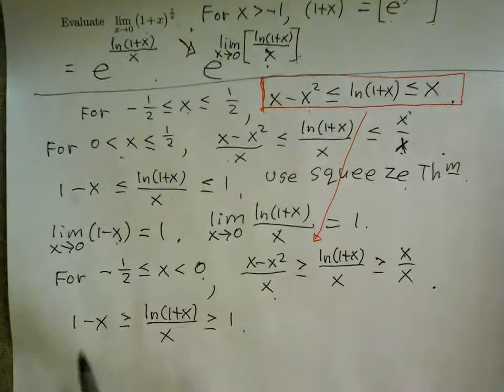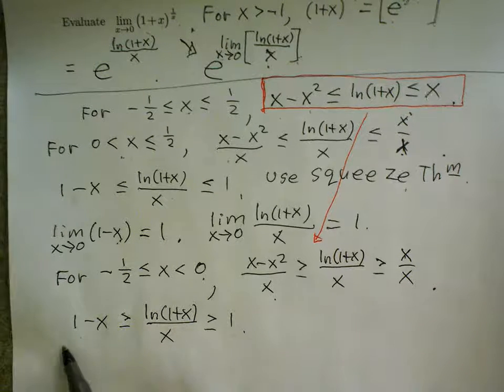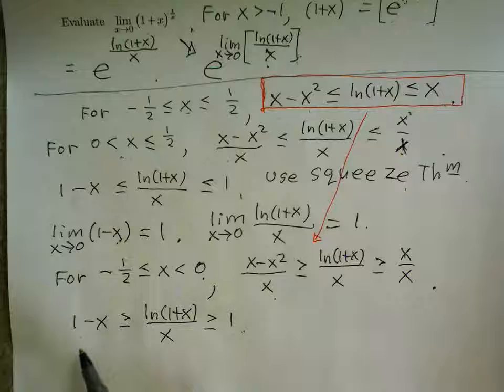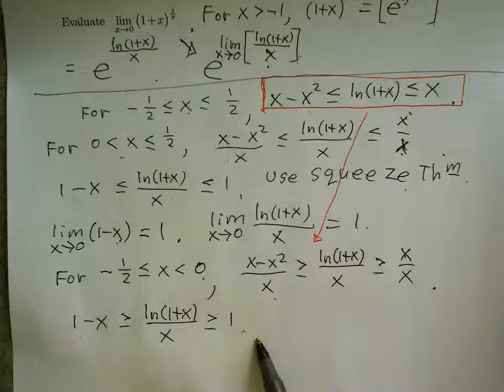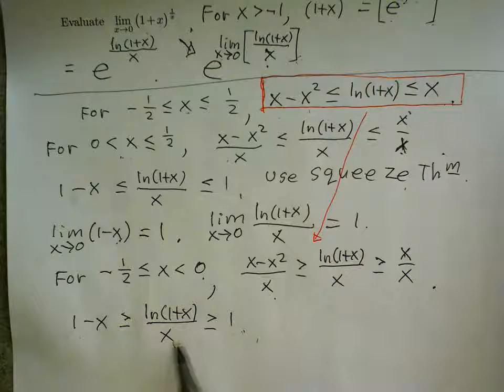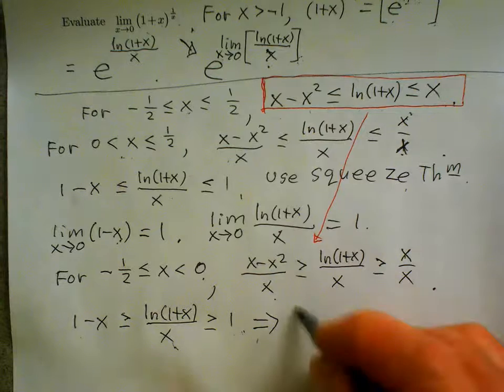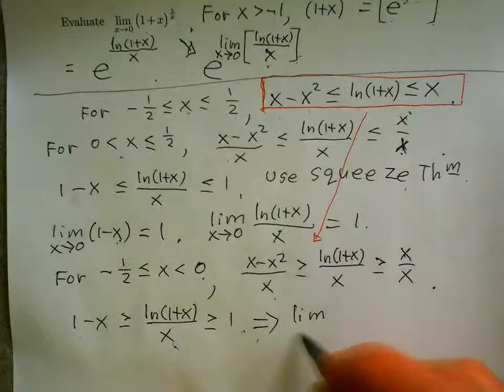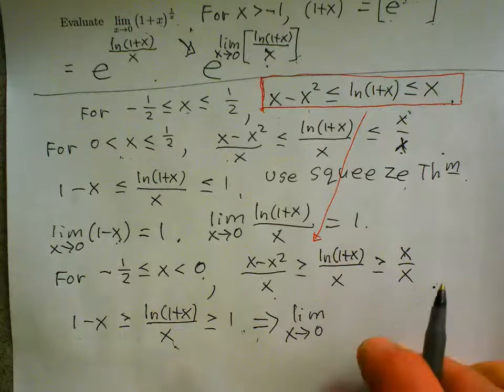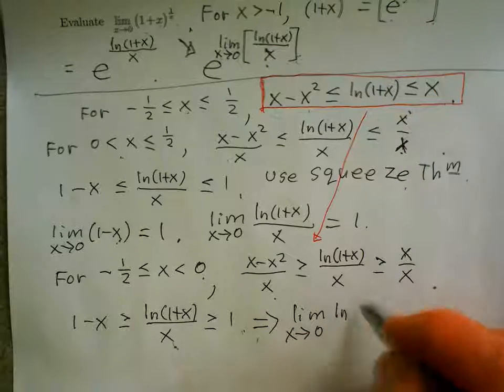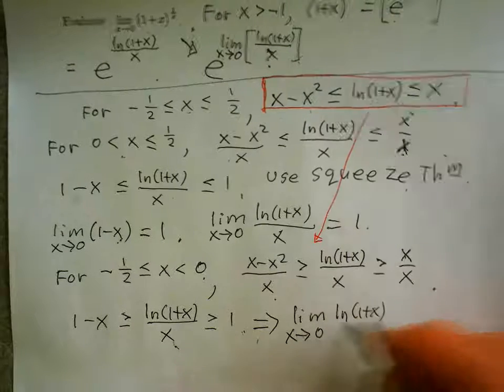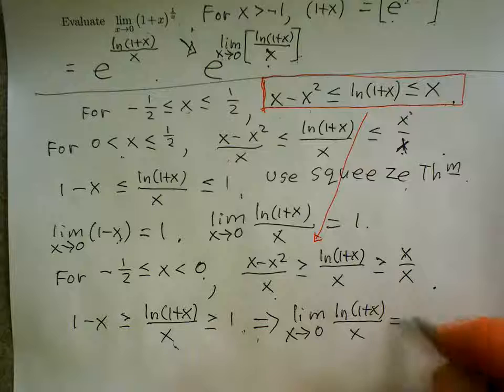And then once again, using the squeeze theorem, we take the limit of the left-hand side and the right-hand side as x approaches 0, and that implies that the limit of the middle function as x approaches 0 is equal to 1.